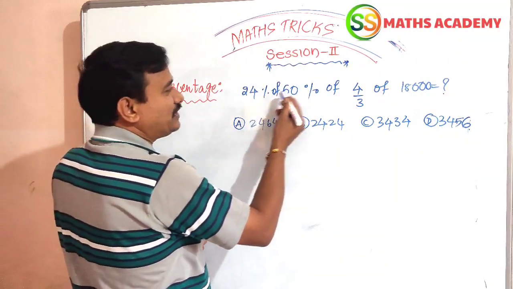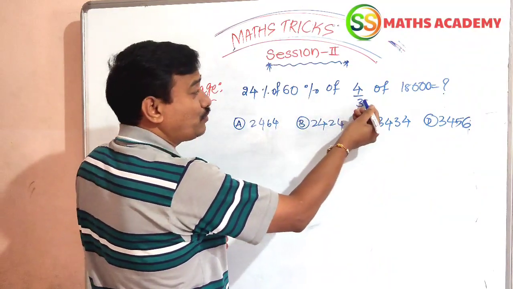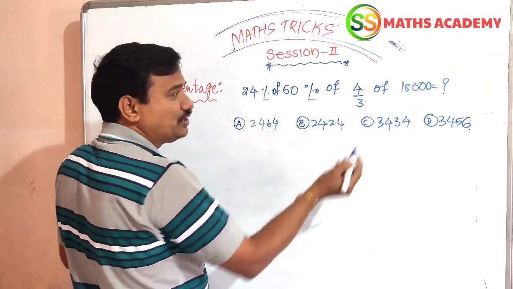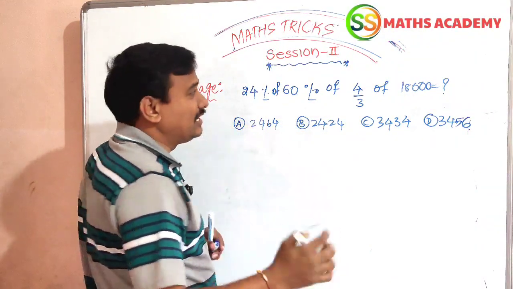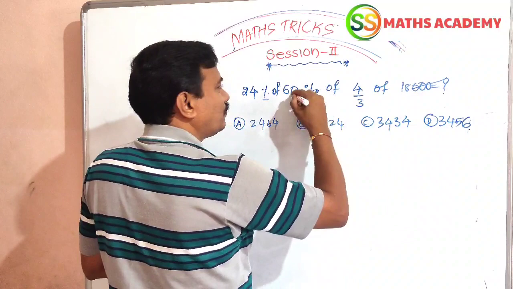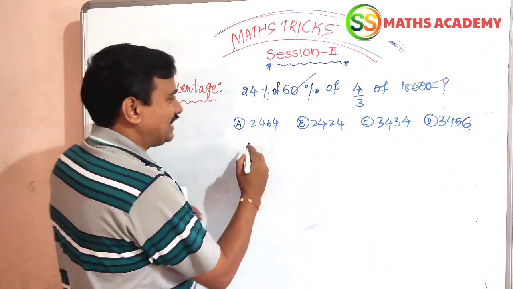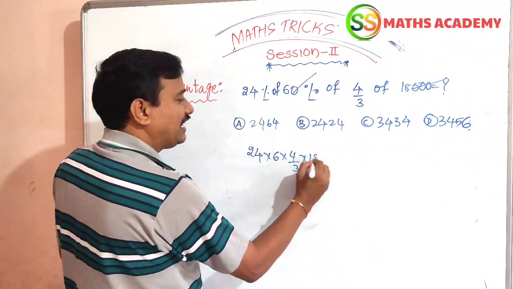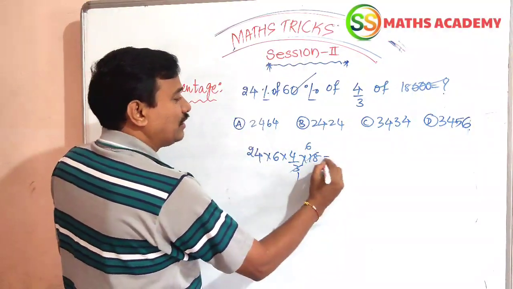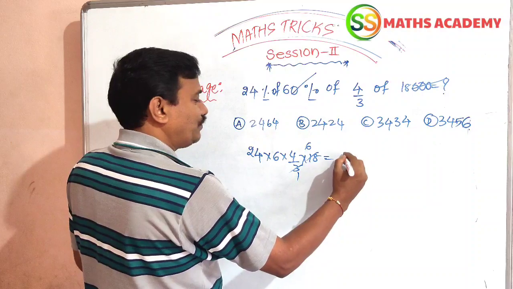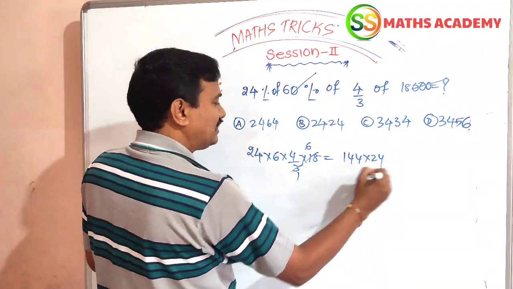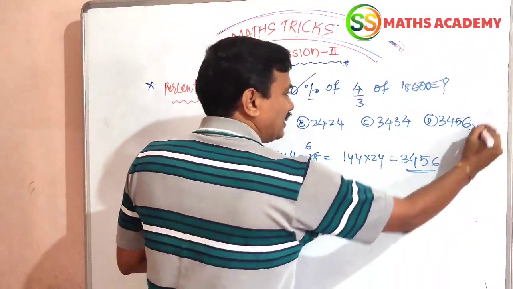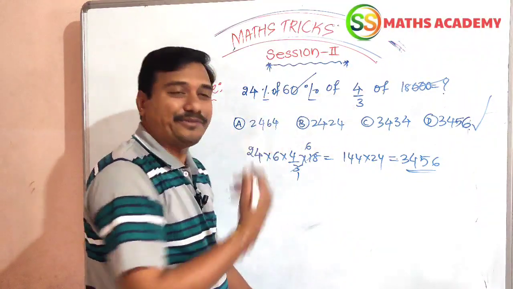In what way we have to see that? Now, 24% of 60% of 4 by 3 of 18,000. Yes, here 2 zeros, here 2 zeros, total 4 zeros. Yes, this 3 plus 1, 4 zeros get cancelled. Now 24 into 6 into 4 by 3 into 8 in 3, 1 ja 3, 6 ja. Now the product of all these: 24 4 ja 144, 4 6 ja 24, nothing but 3456. Yes, your answer is there.